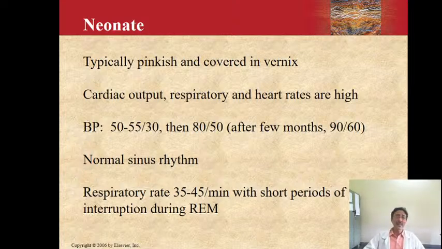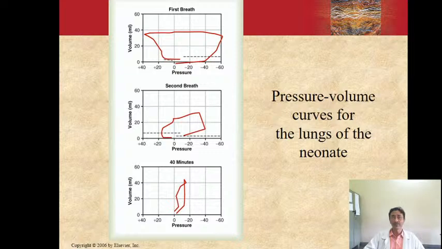The respiratory rate is somewhere around 35 to 40 per minute. Initially, for a short period, you will find that during REM sleep, where the child is having a dream, there will be a sudden increase or spurt in the respiratory rate.